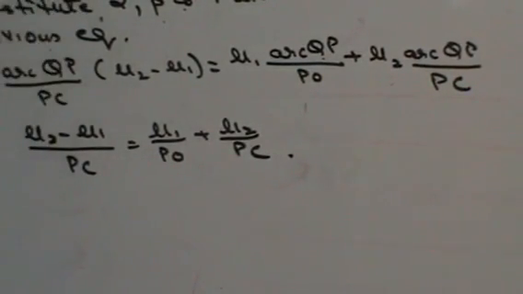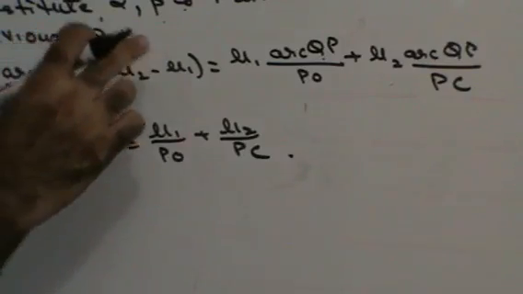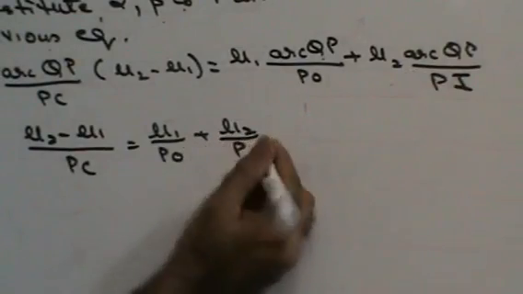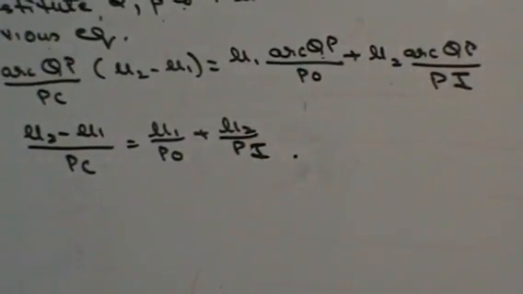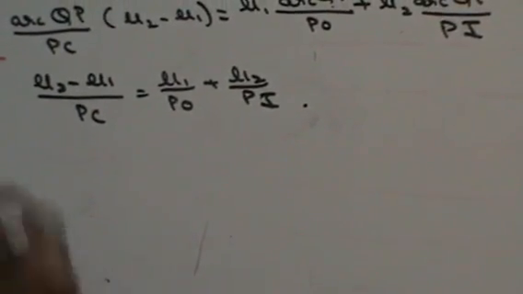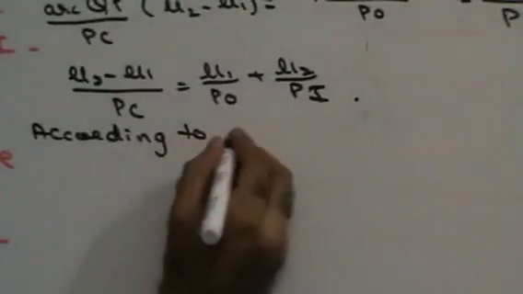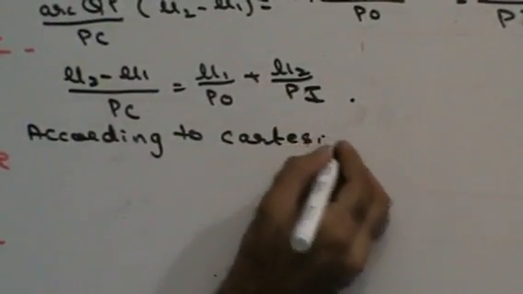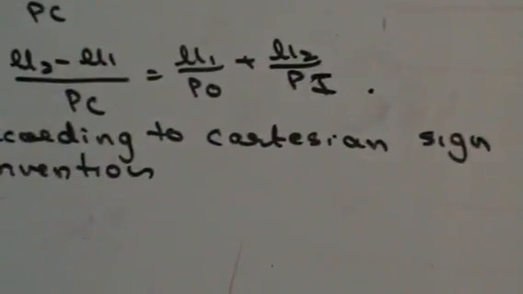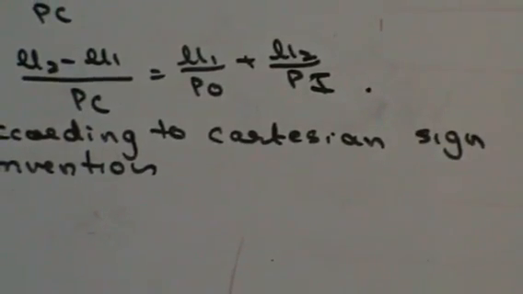Gamma is PC, alpha is PO, and beta is PI. Right? Okay. Now, once you have this, let's apply sign convention here. According to Cartesian sign convention, if I apply Cartesian sign convention, then what is PO?